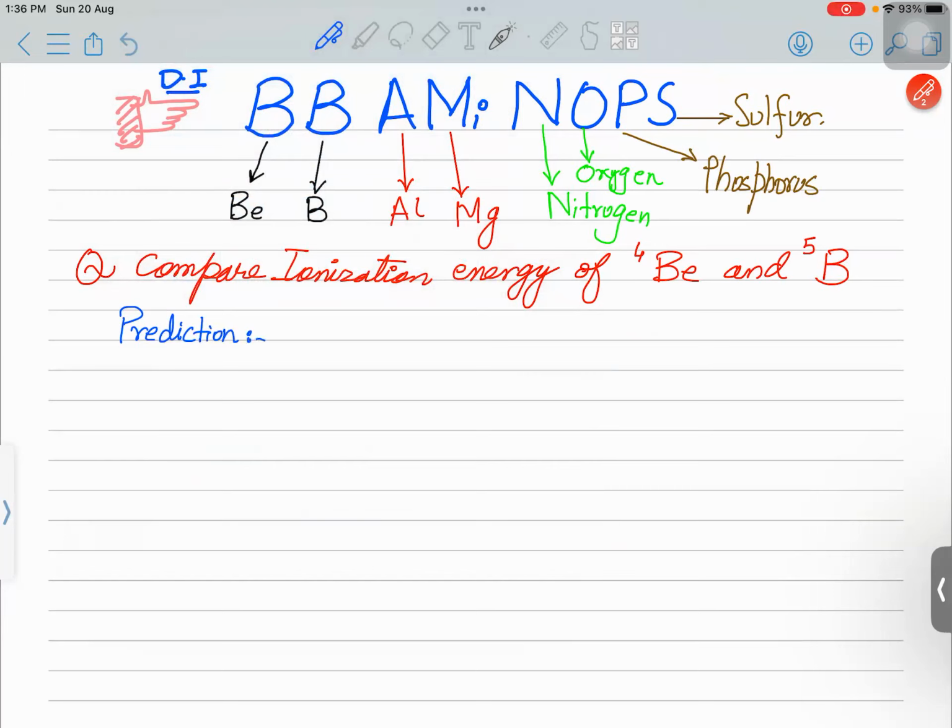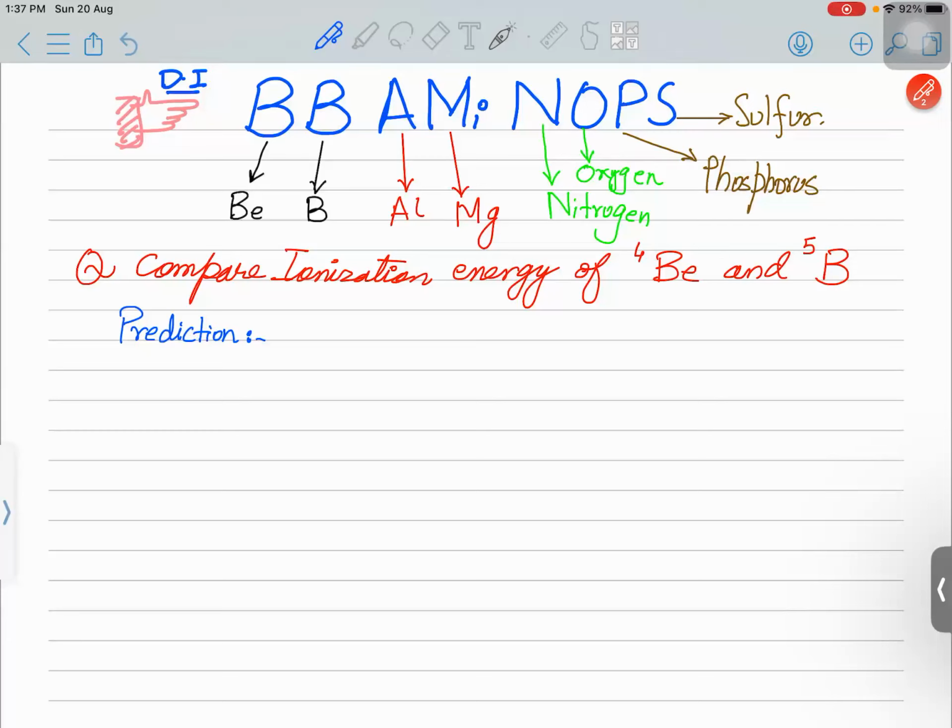Can anyone predict, as we have discussed three factors, which one has more ionization energy? Beryllium. Why beryllium? Boron has more protons. So the prediction would be that boron has more ionization energy than beryllium. Your prediction is wrong.